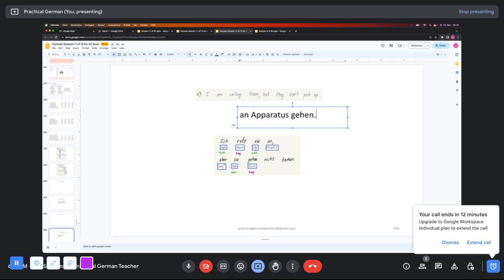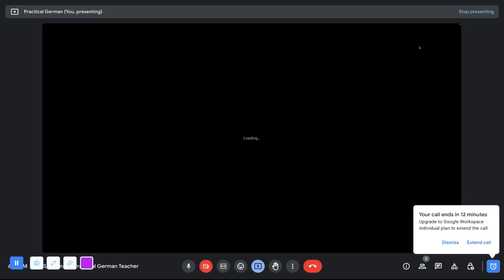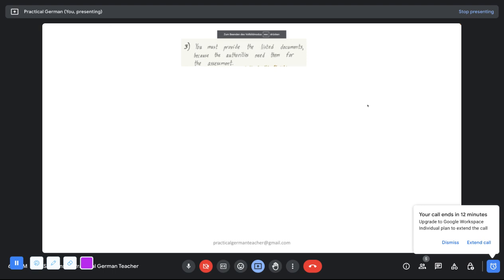And why R? Because an starts with a vowel, and when you have a vowel, you have to add the sound of R. Is it clear what I just said? Why R over here? Yes, to make it easy to pronounce. You could have also said "aber sie antworten nicht". That also makes sense. But if you want to say they don't pick up, you will have to say "aber sie gehen nicht daran". But you can also say "aber sie antworten nicht".